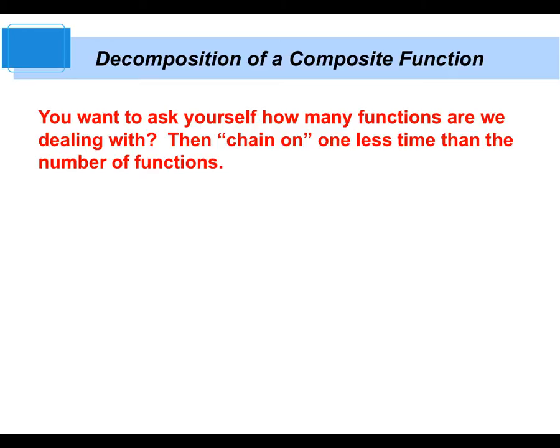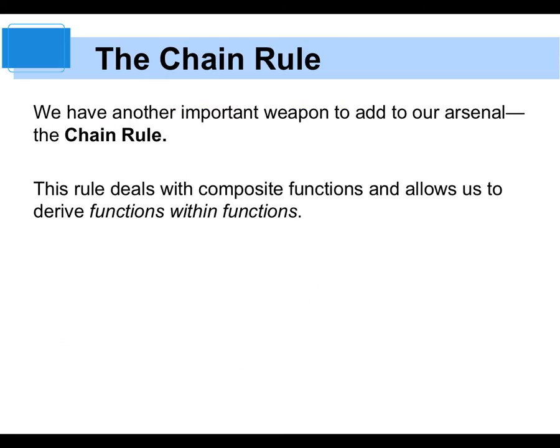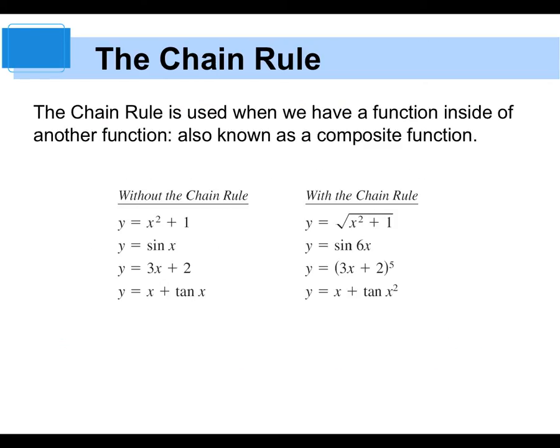Excuse me, I'm choking. The idea of finding how many functions we have becomes important because you're going to chain on one less than the number of functions. So if you look at the thing that you're taking the derivative of, and there's 4 functions, you're going to chain on 3 times. 3 functions, chain on 2 times. 2 functions, chain on 1 time. So it's always 1 less than the number of functions that you have. So if we go back to this slide where we had all these guys, these were all 2 functions. Therefore, you'd only chain on once.